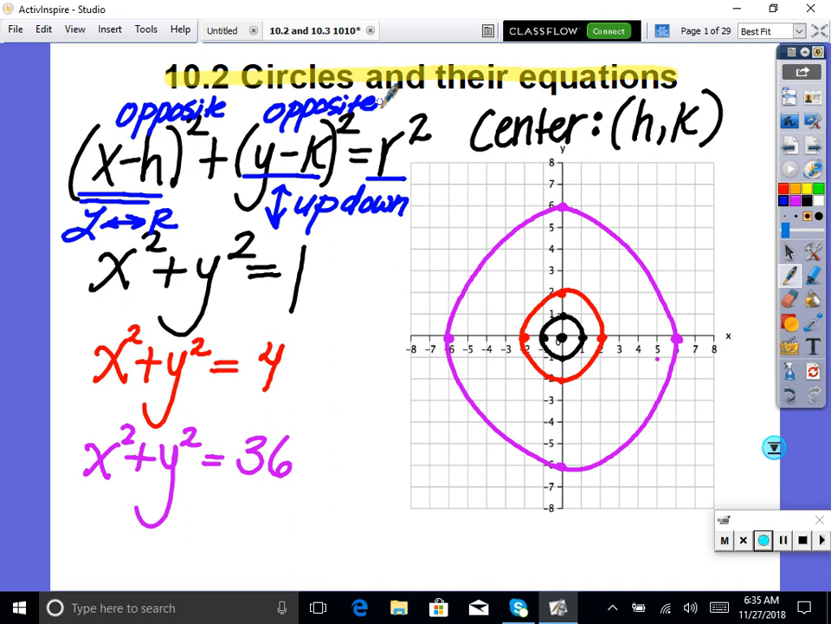And that's from the origin, opposite, so you start at the origin, and then you know to shift left and right, up and down. And then that's your radius squared. That's what's important to note. That's not the radius, it's the radius squared.